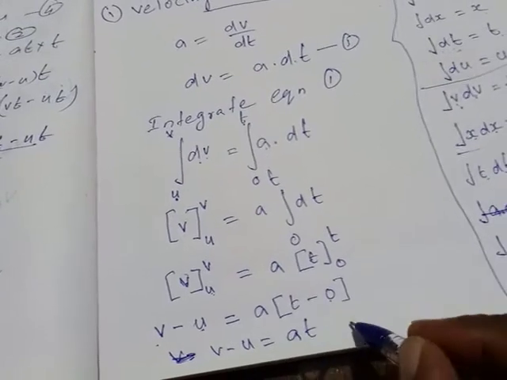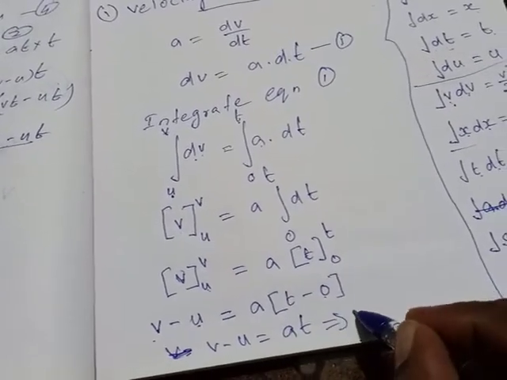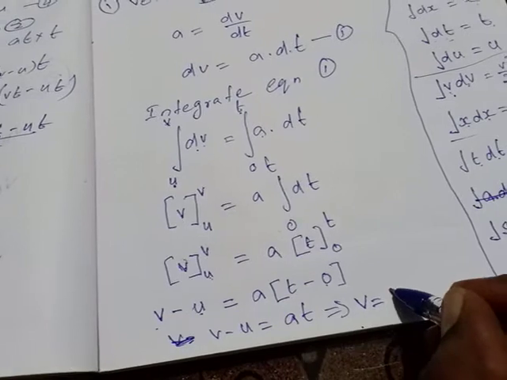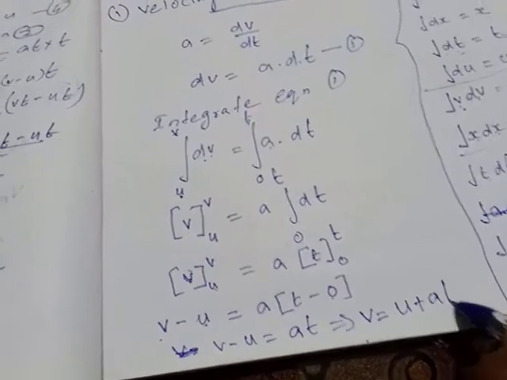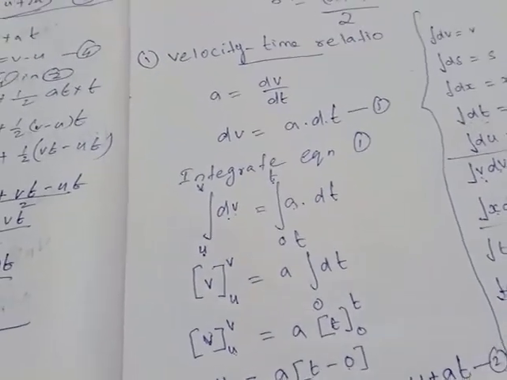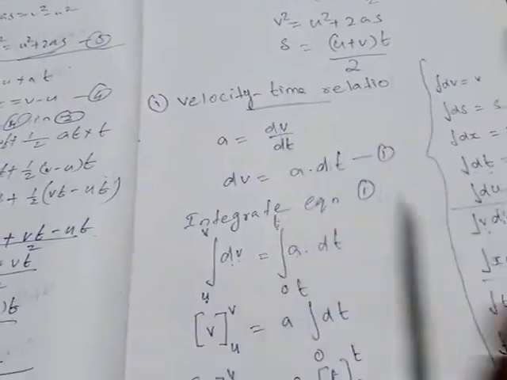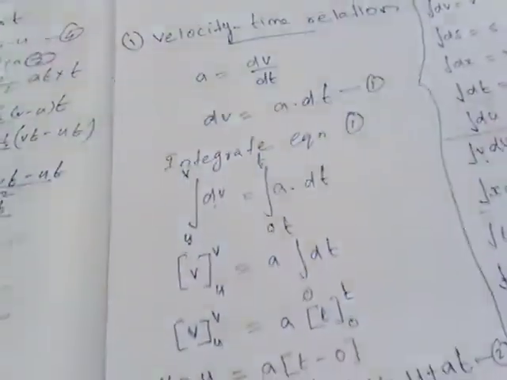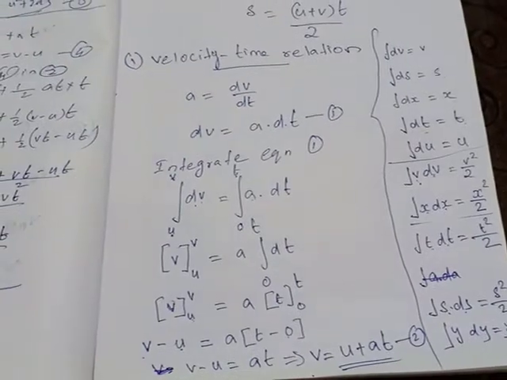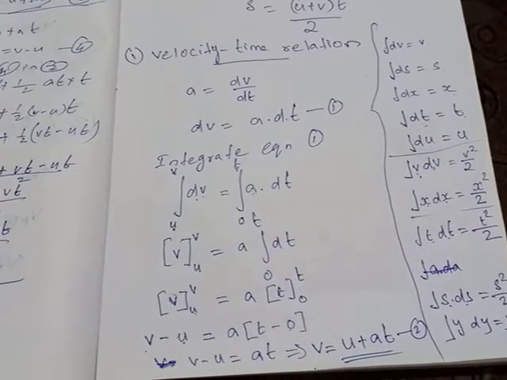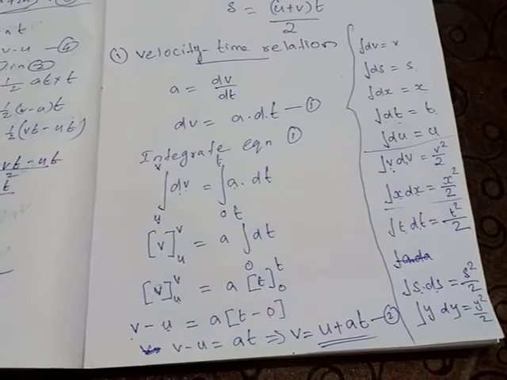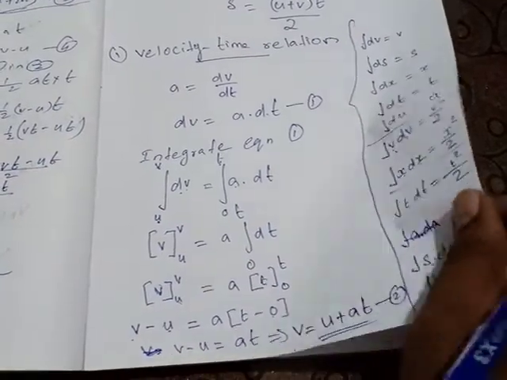So you can write this equation: v = u + at. This is equation 2. So we got the velocity-time relation. You can take a screenshot of this, it will be helpful for you. Very important derivation. The next part is the second formula: how to derive displacement.